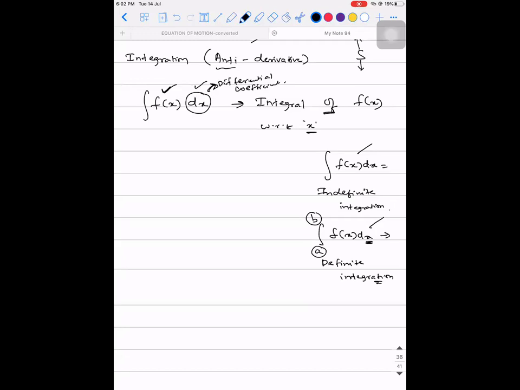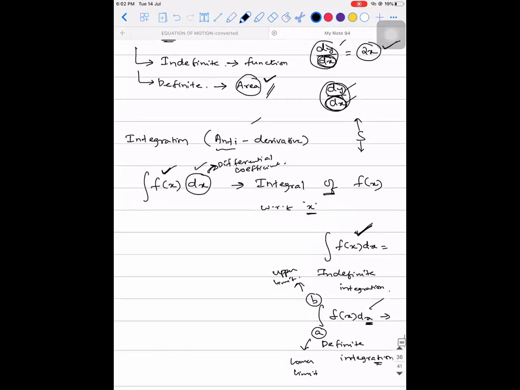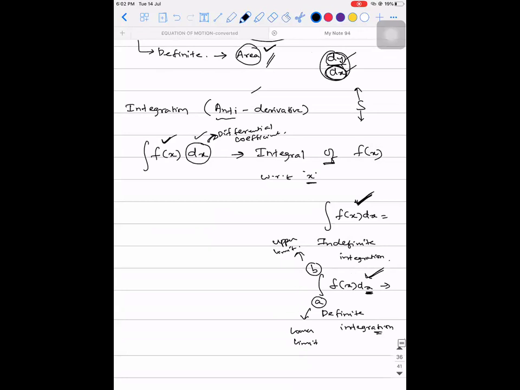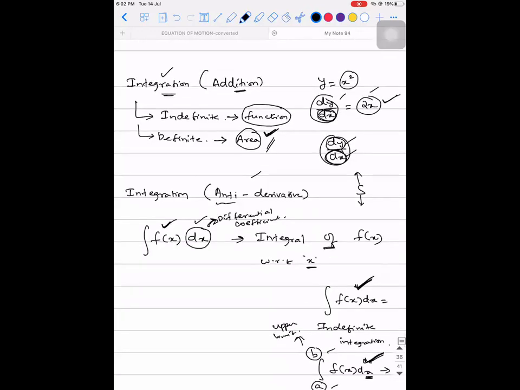This is called the lower limit and this is called the upper limit. When you integrate a function using this kind of integration, what will be the output? The output will be a function. Whereas when you integrate with the limits, what will be the output? It will be the area. Area means you will get a number. We get a particular value as the output.